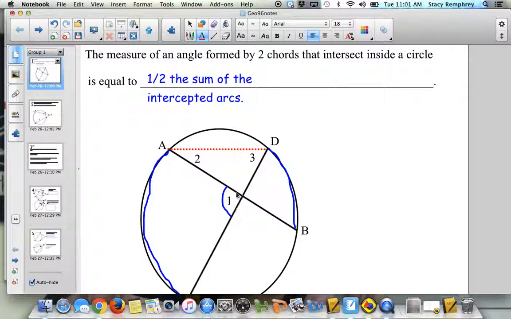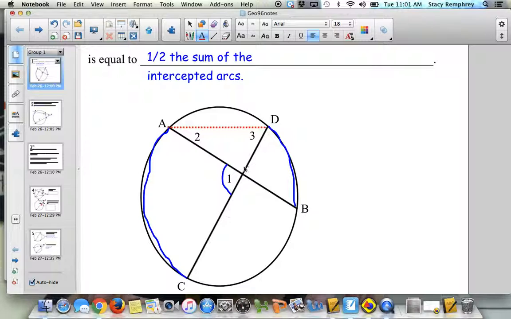So the angle we're talking about here is angle 1. The intercepted arcs are AC, you can see I've outlined in blue, and DB. So if I was finding the measure of angle 1, I would add the measure of arc AC and the measure of arc BD, and then I would divide it by 2.